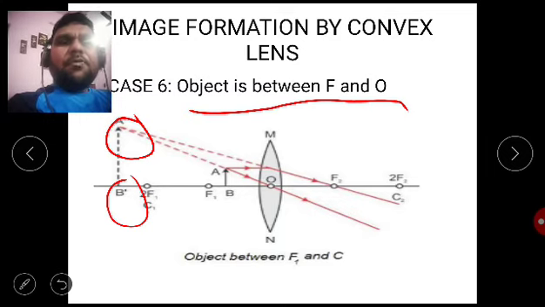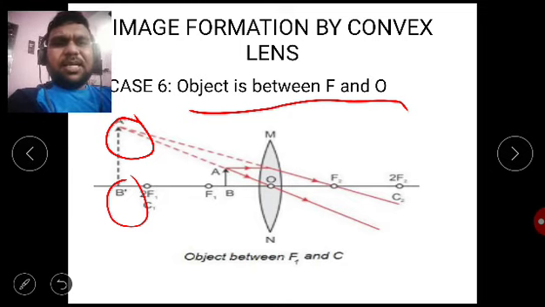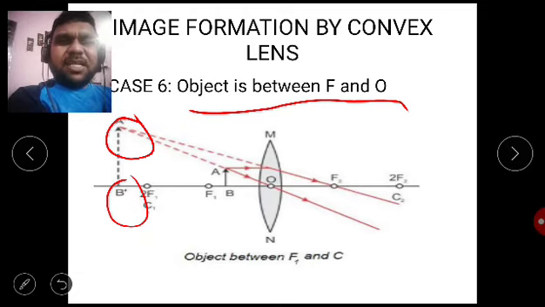And what will be the size of the image? The size of the image will be larger than the object, and it will be erect and virtual. So in cases 1 to 5, the image formed was real and inverted, but when the object is between f and o, the image formed is virtual and erect. So this is an exception to the other cases of the convex lens.